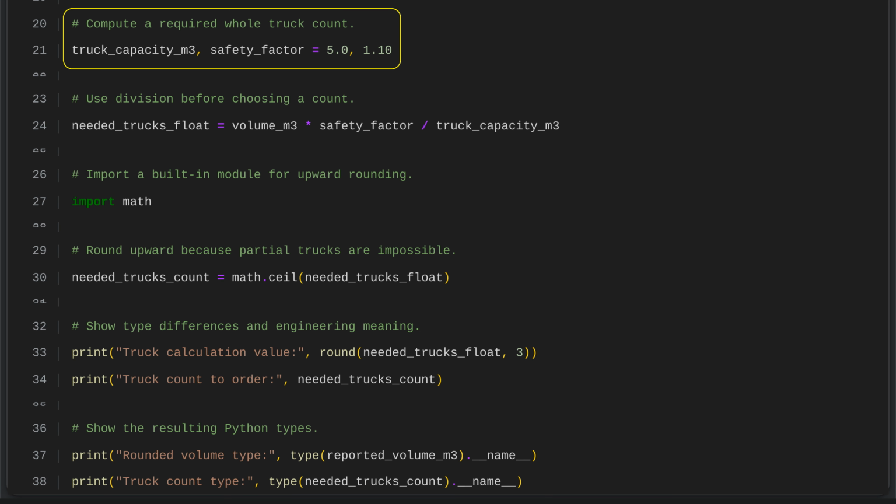Set the truck capacity to 5 cubic meters, meaning each truck can carry that volume. Use a safety factor of 1.1 to add a buffer for unexpected variation when estimating the number of trucks needed.